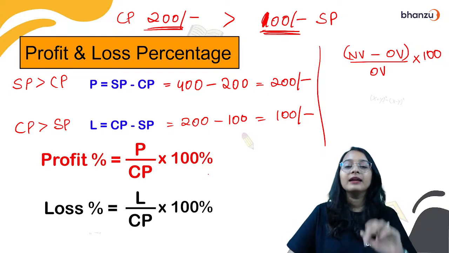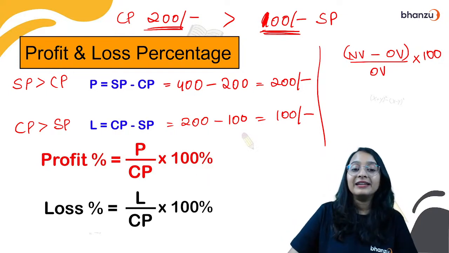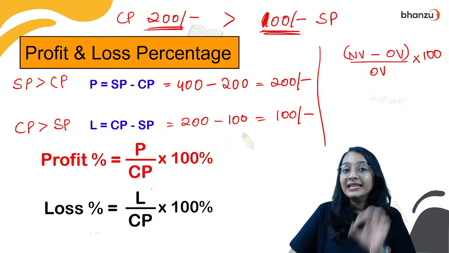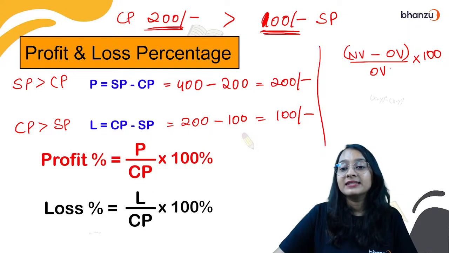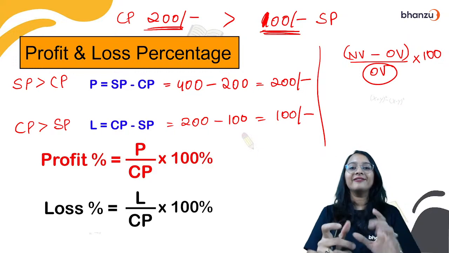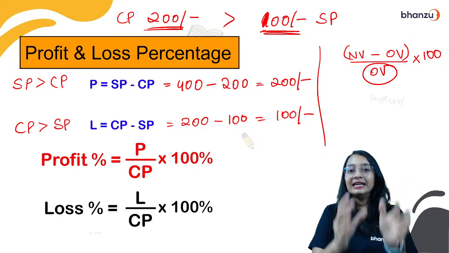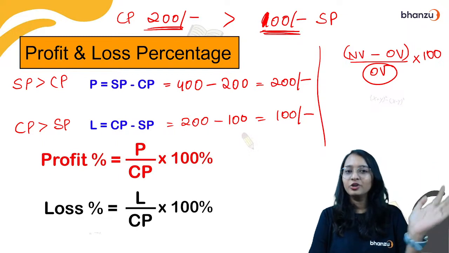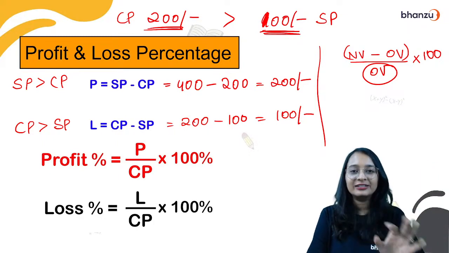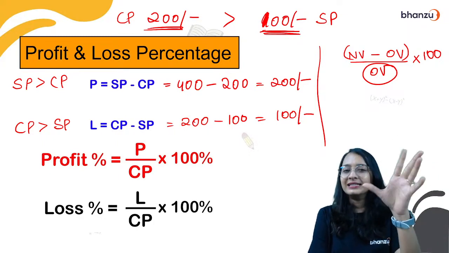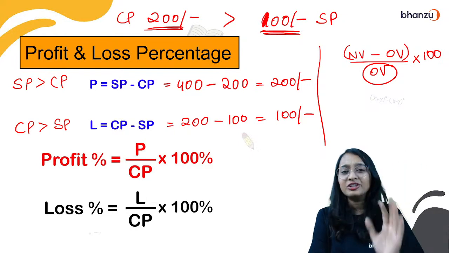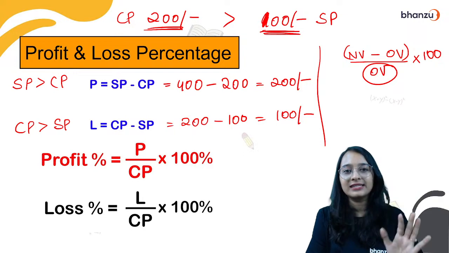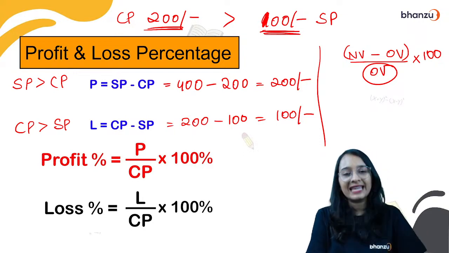So here, we take profit percent as profit by CP. Why are we taking it upon CP? Because CP is the original value. Try to link this formula to the percentage increase and decrease formula. You don't have to remember all of them. You just have to remember that one percentage increase decrease formula. You don't have to remember profit percent, loss percent also. It's the same concept if you know. It's the same thing.